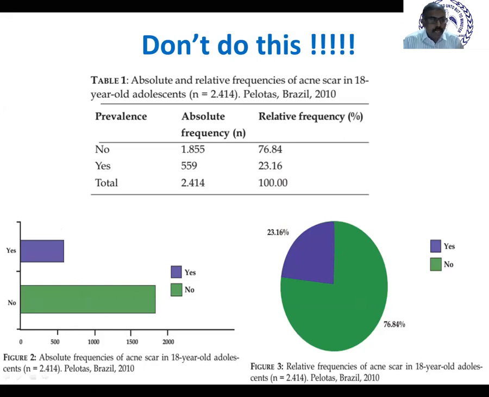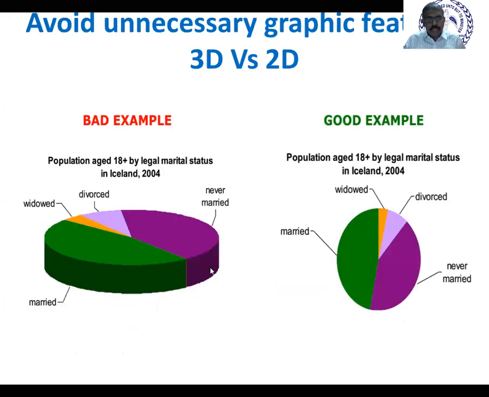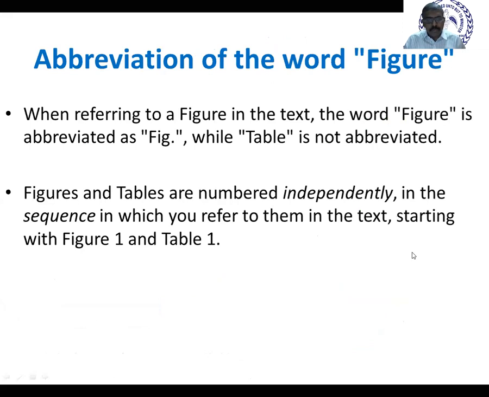Same thing with the numbers: don't put the same data in a pie diagram, a stacked bar diagram and a table. For a simple thing, use any one which you think is relevant. Don't use all three for this. I already told you, 2D is much better than 3D. Especially when it comes to print, for the pie diagram, 2D is very, very good.